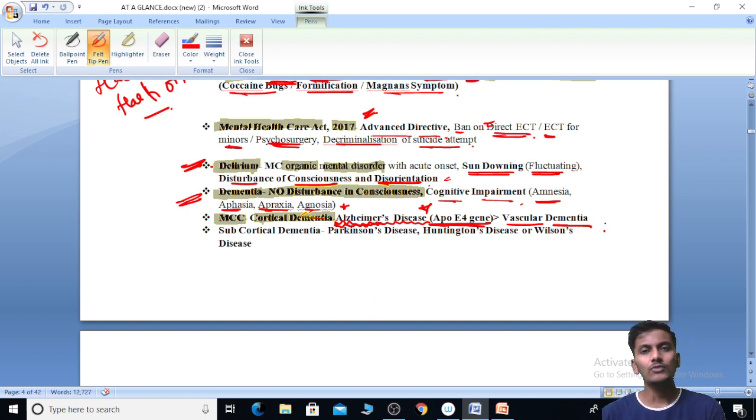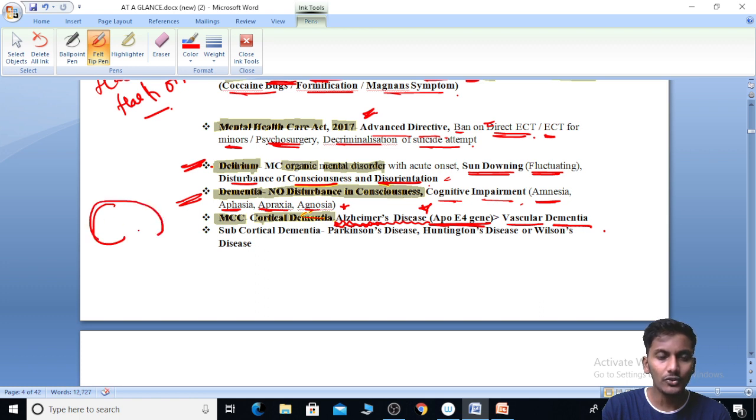Vascular dementia: there would be some ischemia to some part of the brain, which can lead to a neurological deficit. The brain is divided into the cortex and the subcortical areas. Please remember, guys, the most common cause of cortical dementia is Alzheimer's disease, followed by vascular dementia.